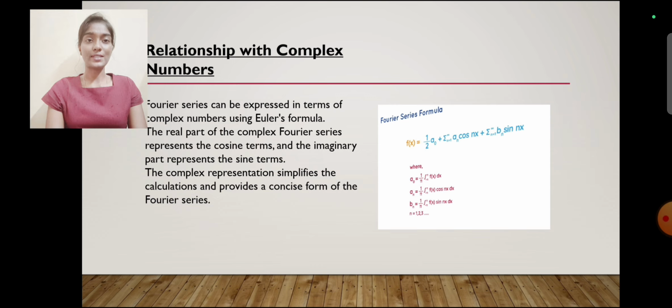Relationship with complex numbers. Fourier series can be expressed in terms of complex numbers using Euler's formula. The real part of the complex Fourier series represents the cosine terms and the imaginary part represents the sine terms. The complex representation simplifies the calculations and provides a concise form of the Fourier series.